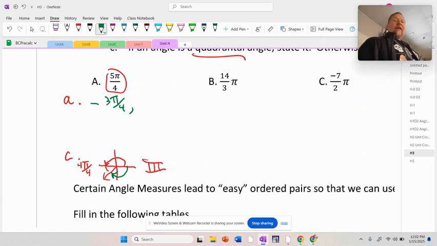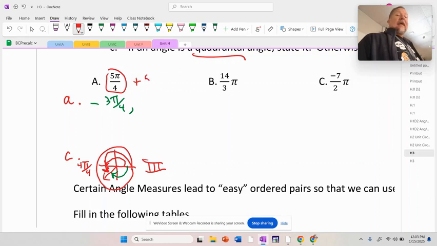And then how can I get a positive coterminal? I could go 1 revolution and then that move. What do I have to add to 5 pi over 4? 2 pi, which is 8 pi over 4. This is fun. What's 8 plus 5? Get your calculator out.